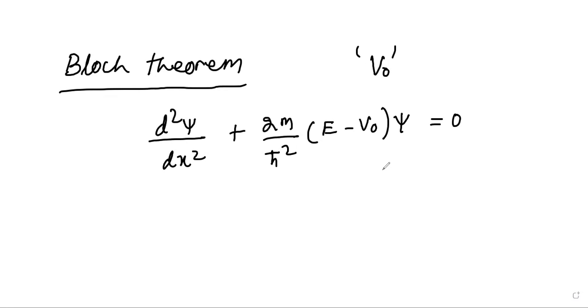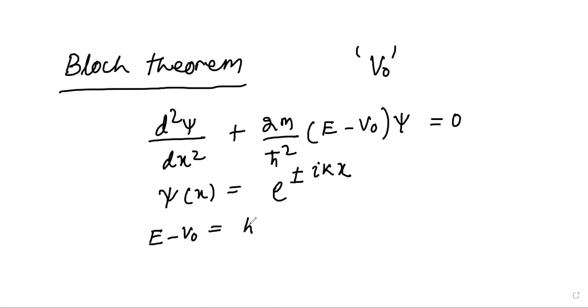The solutions to this differential equation are plane waves, which can be written in the form psi of x equals e to the power plus or minus i kx. Here E minus V0 is given by h bar squared k squared divided by 2m. h bar k is nothing but p, the momentum, so this is p squared divided by 2m, which is nothing but the kinetic energy.